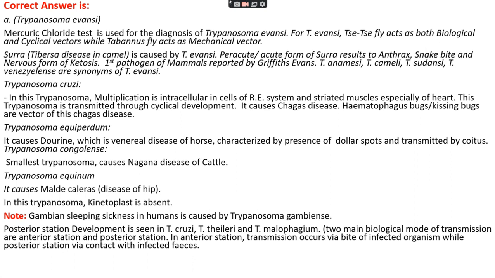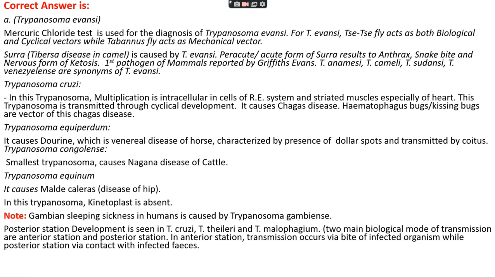Okay. Let's talk about Trypanosoma equiperdum. This Trypanosoma equiperdum causes dourine, which is a venereal disease of horses. This disease is mainly a sexually transmitted disease, so it is transmitted by means of coitus in horses, okay? And it is characterized by the presence of dollar spots in horses, okay?